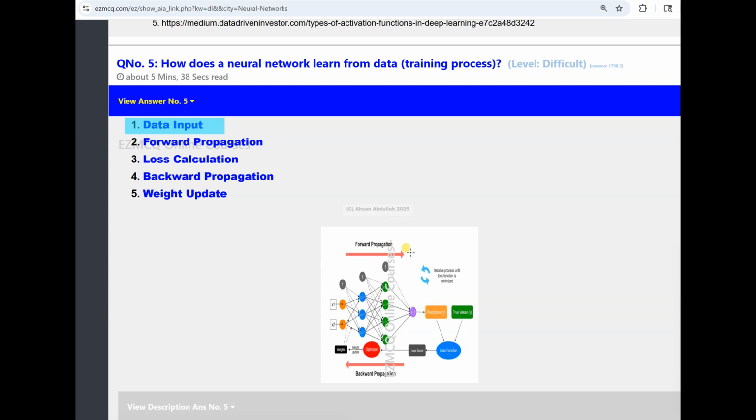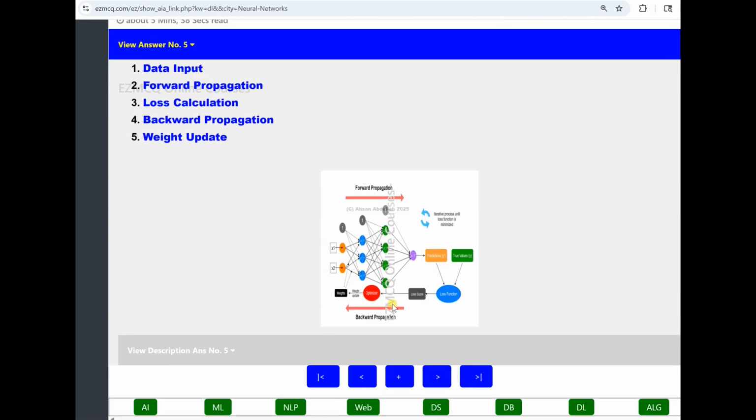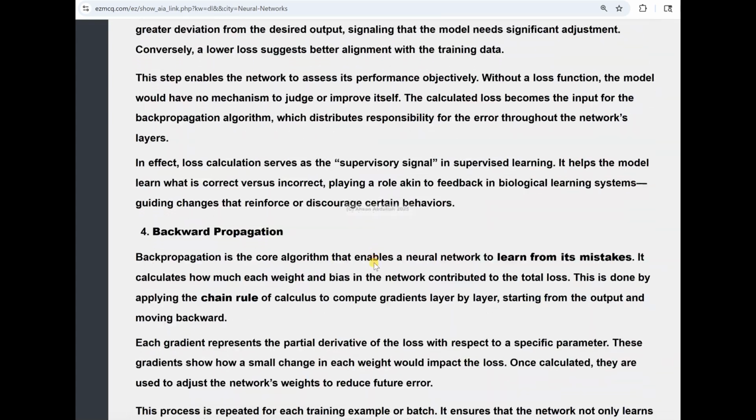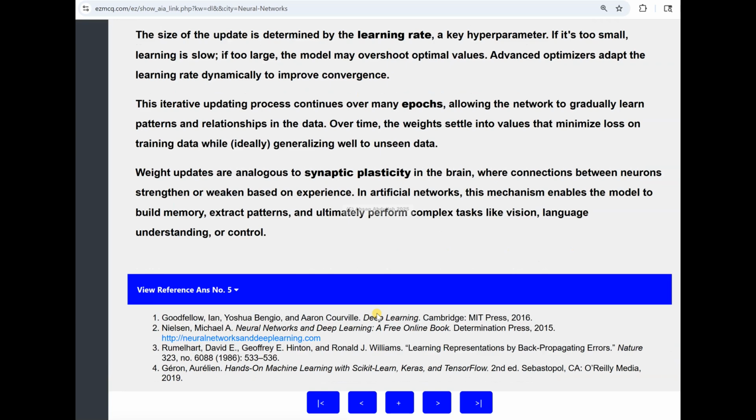Then there is the forward propagation that we have discussed. Actually we have discussed all of this, so no point in further discussing it. What I can tell you is that you don't have to remember anything. The details are given here. Try to understand this, and then we have the references if you want to read further.